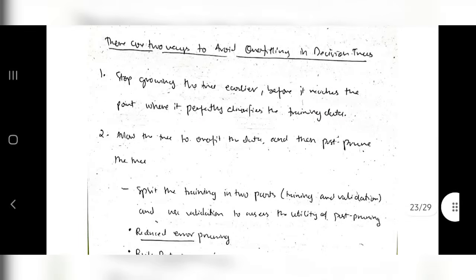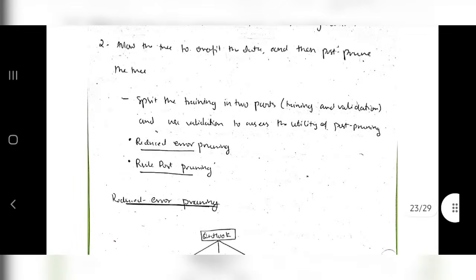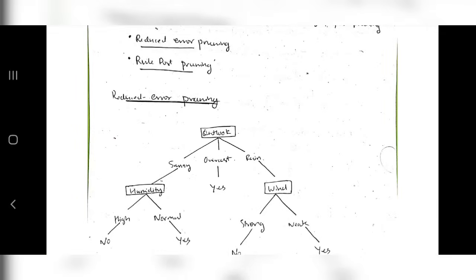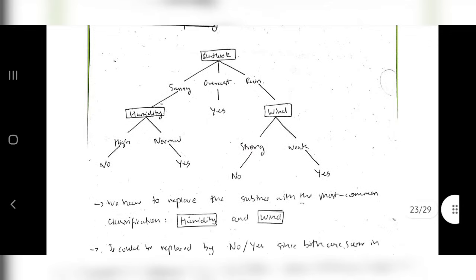We can overcome it with two approaches. The first is to stop growing the tree when it is perfectly classifying, but it is very hard to actually know when it starts perfectly classifying. For that we go to the second technique. To avoid overfitting of the data, we will be using two methods: reduced error pruning and rule post pruning. Pruning means removing the errors. In reduced error pruning, what you have to do is replace a subtree with the most common classification.